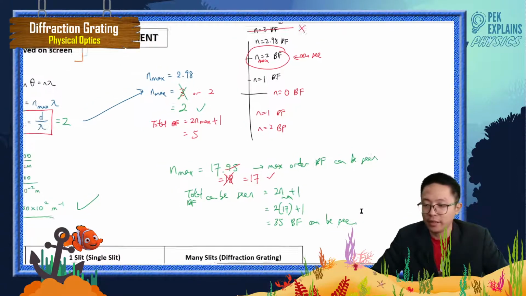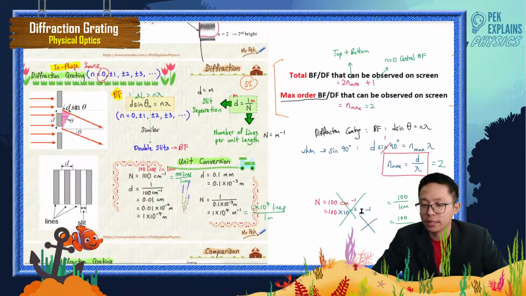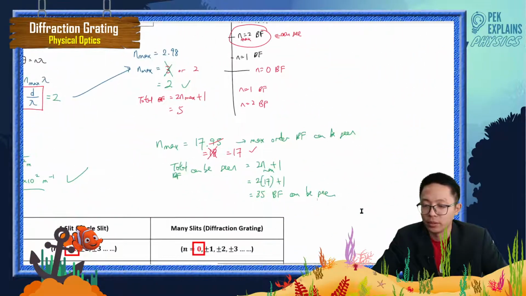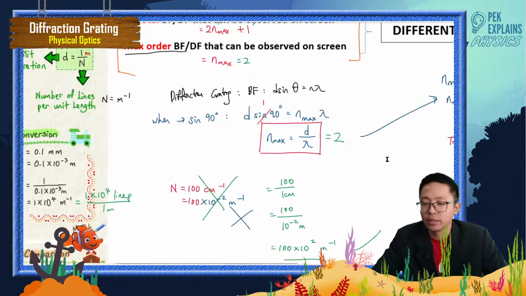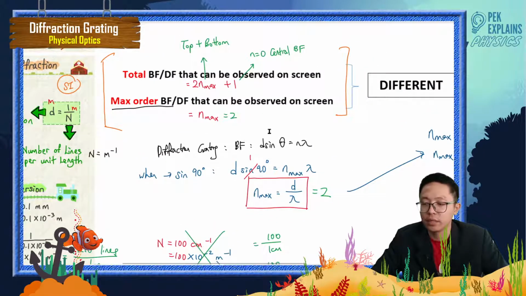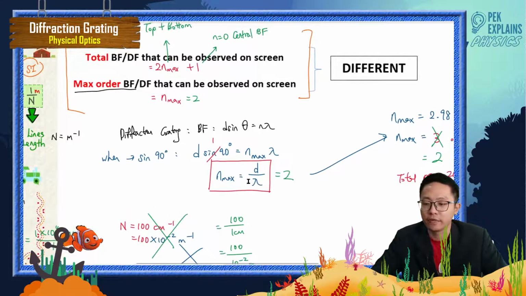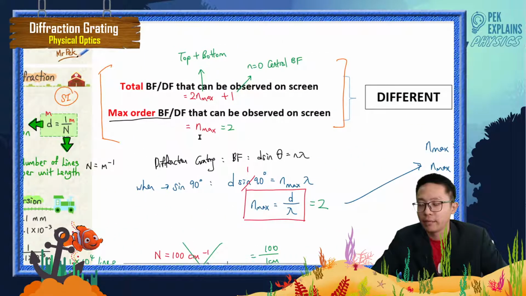Okay, I think I have discussed everything about this. All the important things I have discussed. Remember, to find the maximum bright fringe that can be seen on the screen, you substitute sine 90, and then d sine 90 equals n max lambda. So you find the n max from here, and from n max you can find the total bright fringe. The maximum order that can be seen is n max. Total bright fringe that can be seen is 2n max plus 1. Top and bottom plus the central.